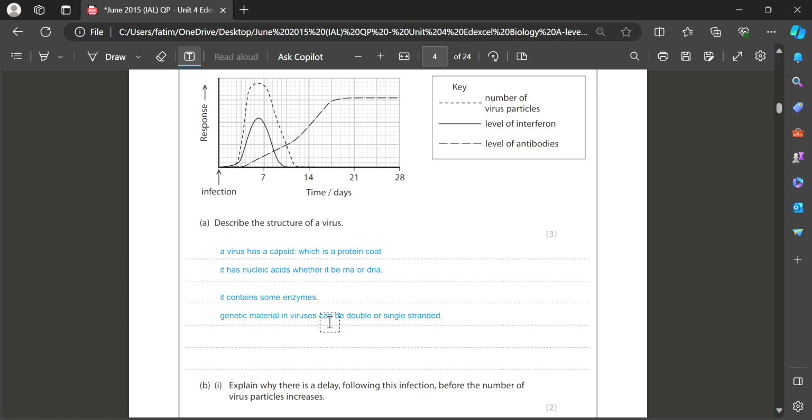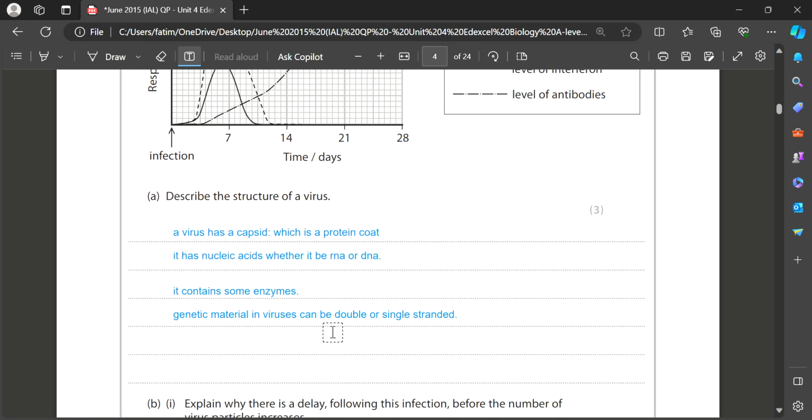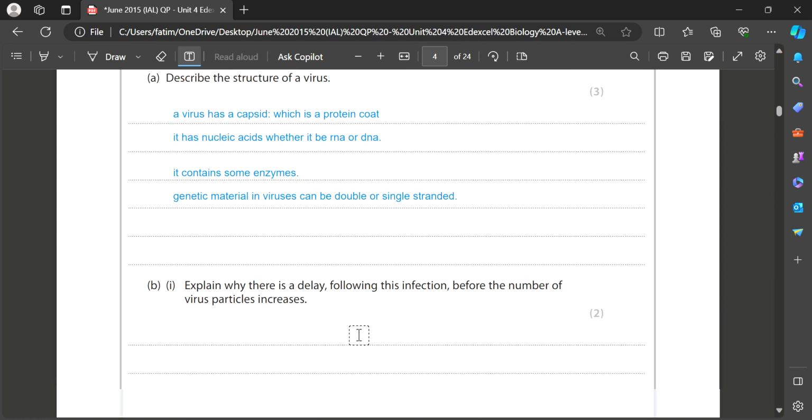We can't just say that all viruses contain enzymes or all viruses contain DNA, because that's not true. Some of them contain RNA. And yeah, so it just depends. So we need to be very careful with how we word it. And then we can't say that it can be only double-stranded because that's not going to gain us marks. So we can just choose and mix and match.